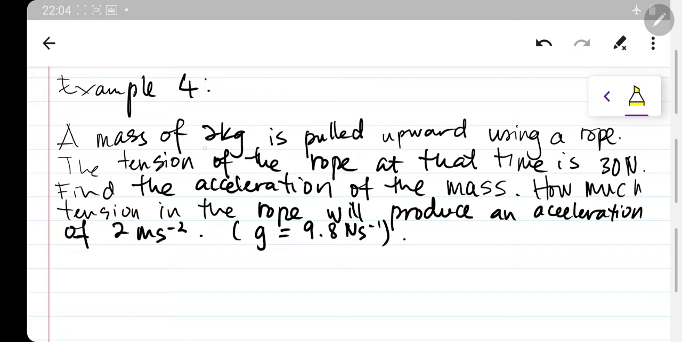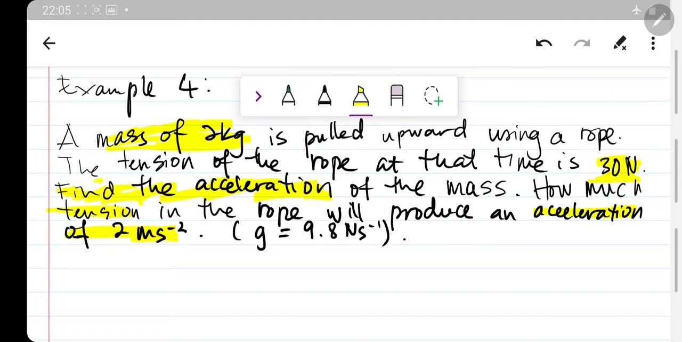A mass of 2 kg is pulled upward using a rope. The tension of the rope at that time is 30 Newton. Find the acceleration. This is what we want to find, the acceleration of the mass. Then, how much tension in the rope will produce an acceleration of 2 meters per second squared? That is our question.